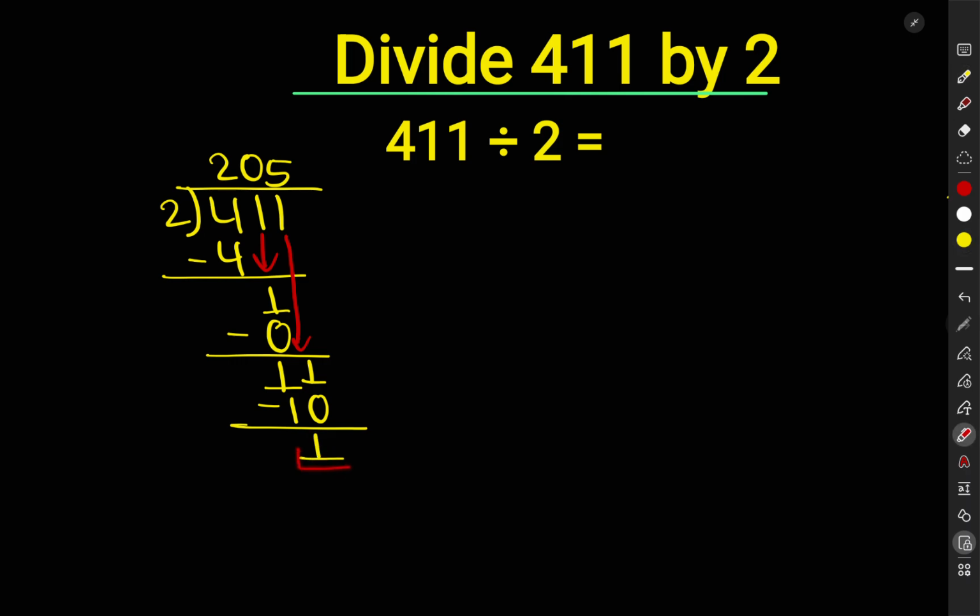So again this 1 is less than 2 and there is no other number beside. So we put here decimal so that we take 0. So it is 10 and 2 times 5 means 10 and subtracting we get 0. So 411 divided by 2 is 205 decimal 5.